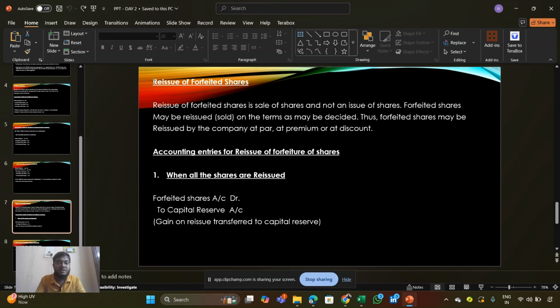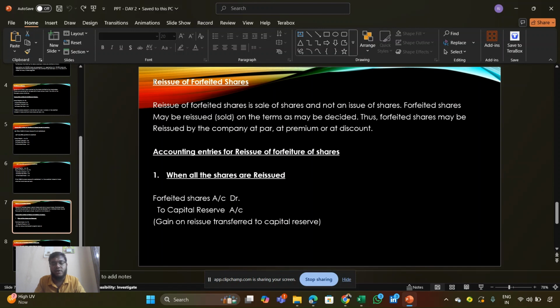So the next concept is reissue of forfeited shares. What does reissue mean? Reissue means selling of shares. Whatever shares we forfeited, we are selling those shares. Forfeited shares means cancelling the paid shares. What we have paid before will be cancelled, and reissue means we are selling the cancelled shares. So reissue of forfeited shares is a sale of shares.